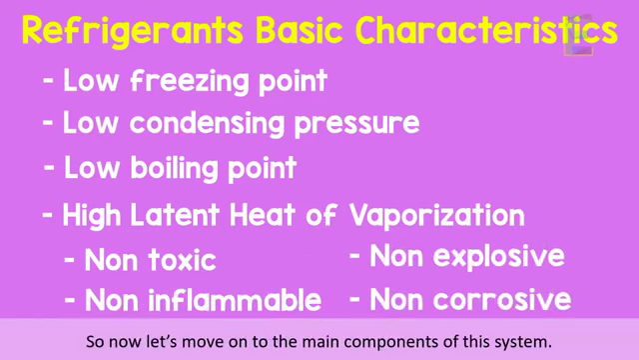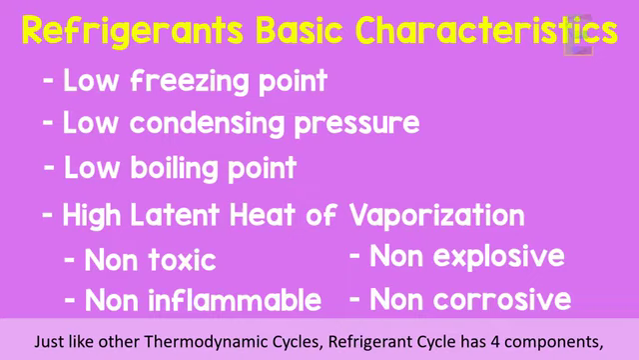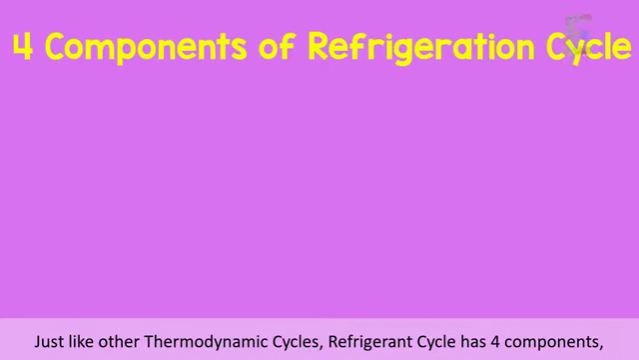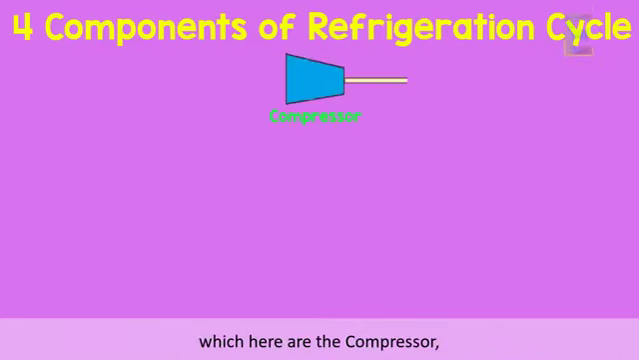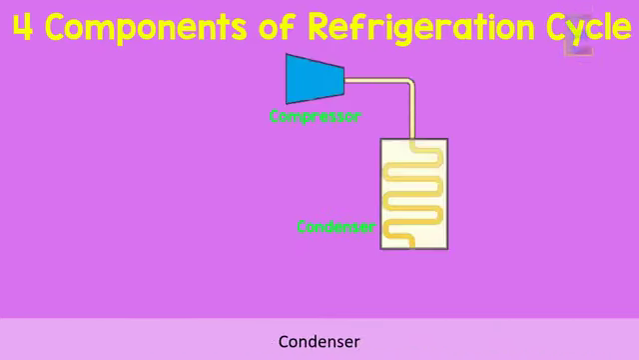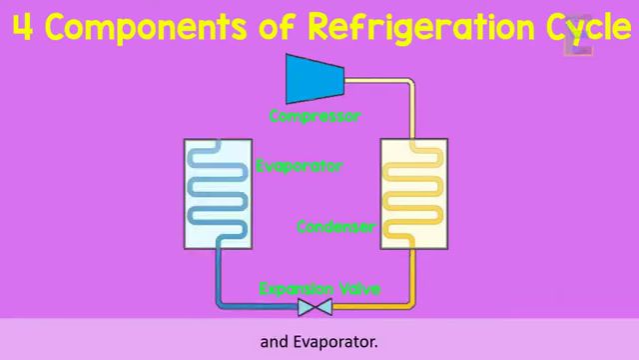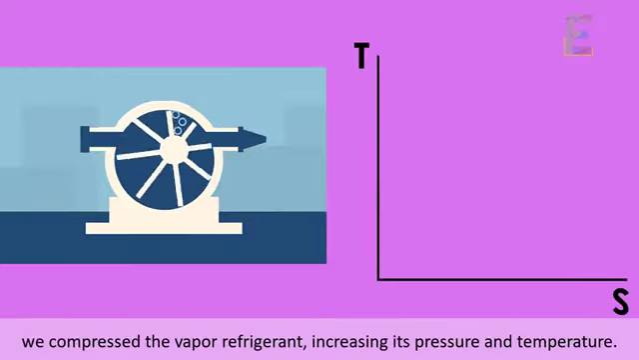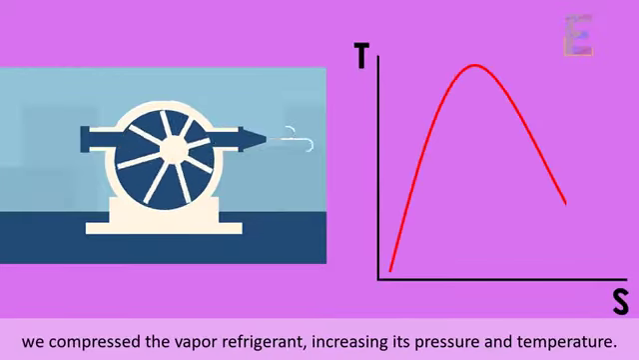So now let's move on to the main components of this cycle or system. Just like other thermodynamic cycles, the refrigeration cycle has 4 components, which here are the compressor, condenser, expansion valve, and evaporator. Let's discuss them one by one. Let's start with the compressor. Here at the compressor, we compress the vapor refrigerant, increasing its pressure and temperature.